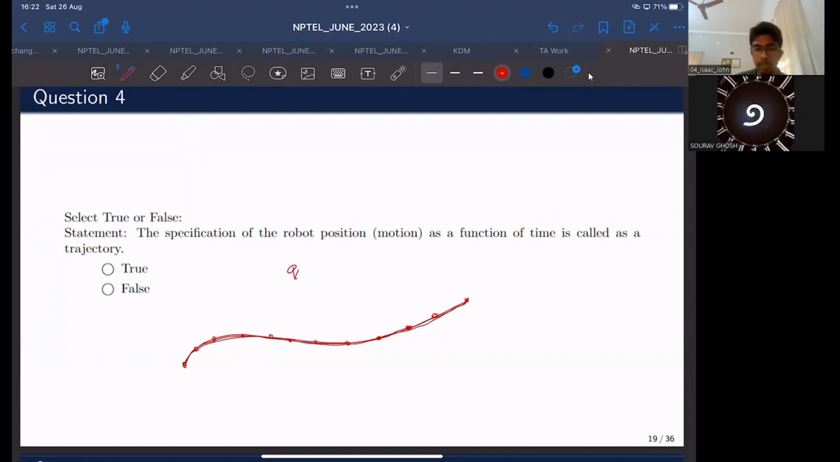But if you are given a time constraint, this would become functions of time. So what would this become? This is called a trajectory followed by the position q. So in that regard, the answer is indeed true. Specification of robot position as a function of time is called trajectory. Without the time in picture, it would be simply called a path. But now, since we have the time in picture, it's called a trajectory. So the answer is indeed true.